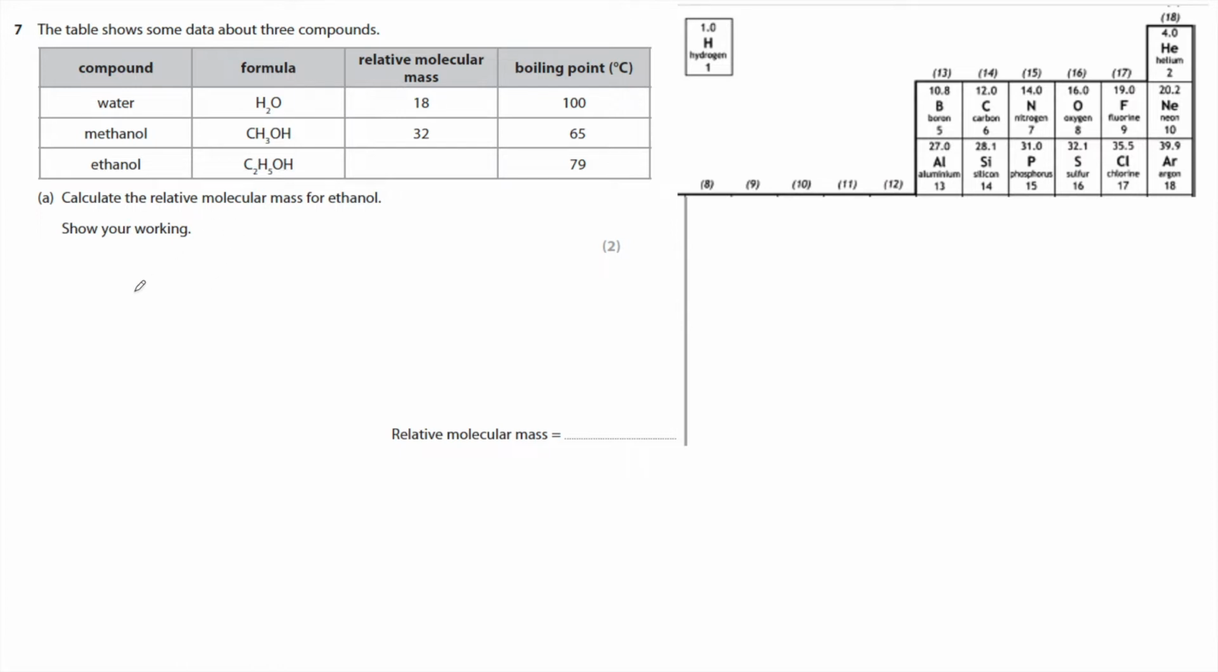And so we've got 2 carbon atoms. And carbon, if you look at your periodic table on the back of your exam paper, has a molar mass of 12. Plus we've got 6 of hydrogen. And finally, we've just got 1 oxygen, which is 16. And that adds up to 46.